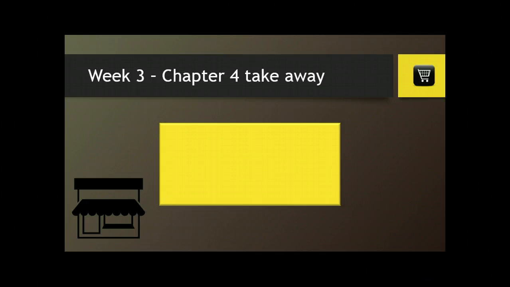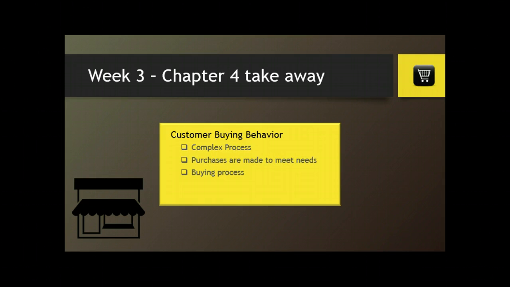So in chapter 4, here's some of the basic takeaway that I found was essential to understand moving forward. Customer buying behavior is a very complex process. Purchases are made to meet needs, right? But there is a process involved in that decision making. And there are also social and cultural influences. Because of that, there's really this segmentation of buyers, and we want to segment them so we can meet their needs as our particular retail outfit.